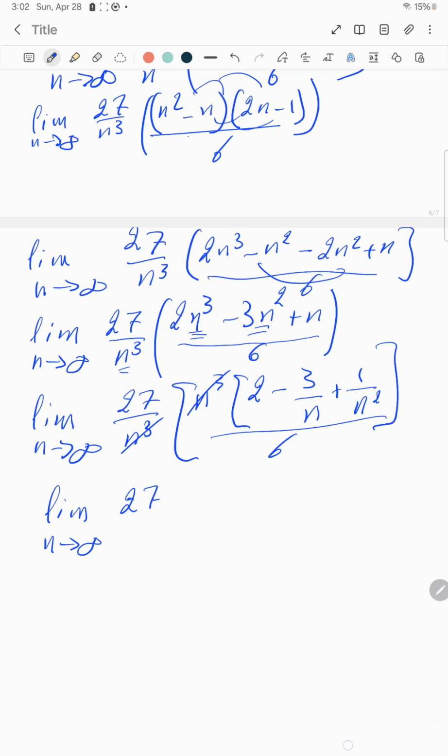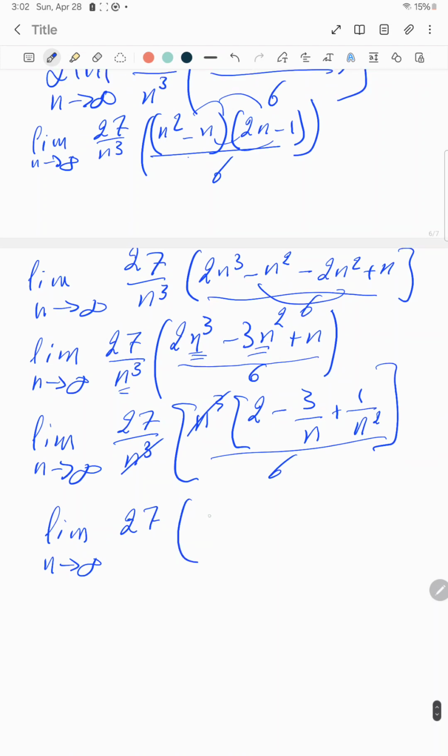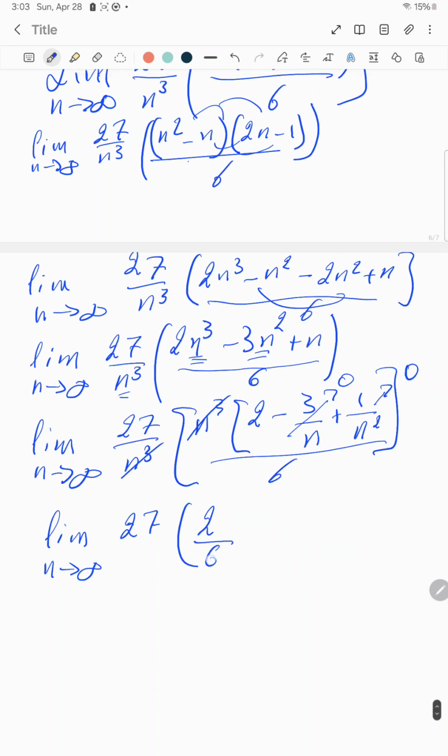So 27 times 2, when n goes to infinity, this goes to 0 because 3 divided by infinity is 0, and this goes to 0 because 1 divided by infinity is 0. 2 divided by 6, so it becomes 27 times 2 divided by 6, which is equal 9 units square.